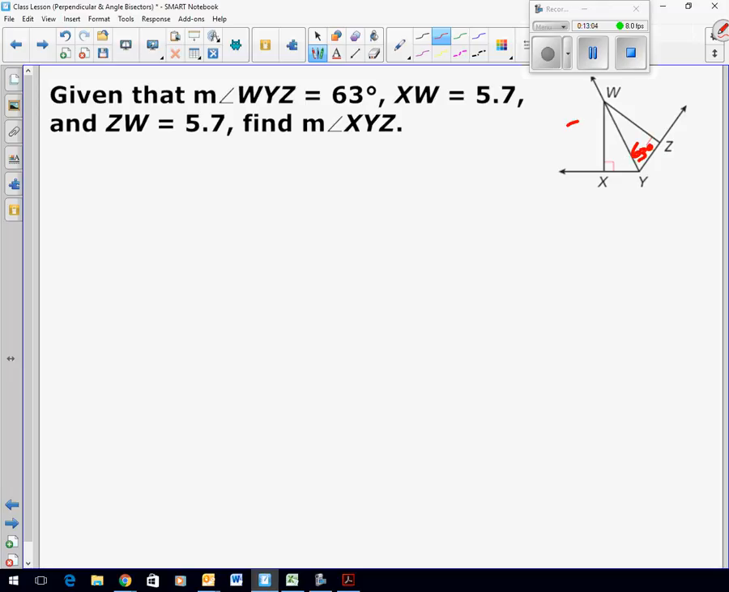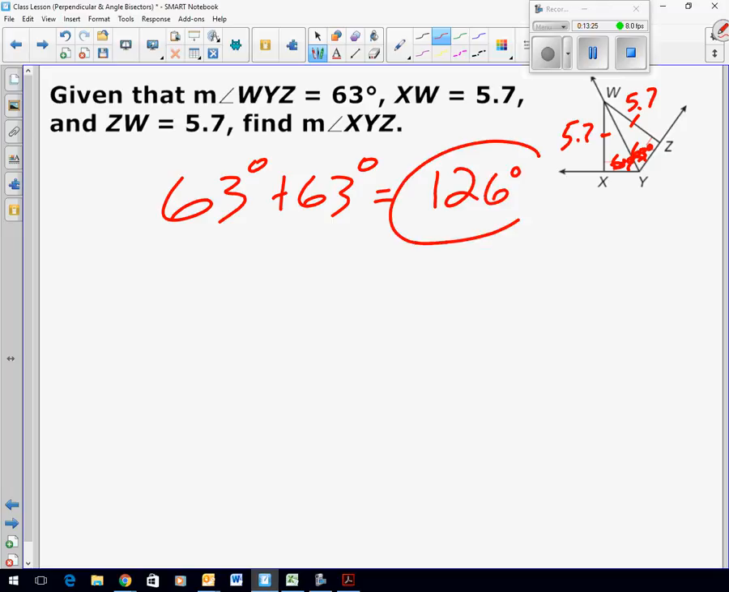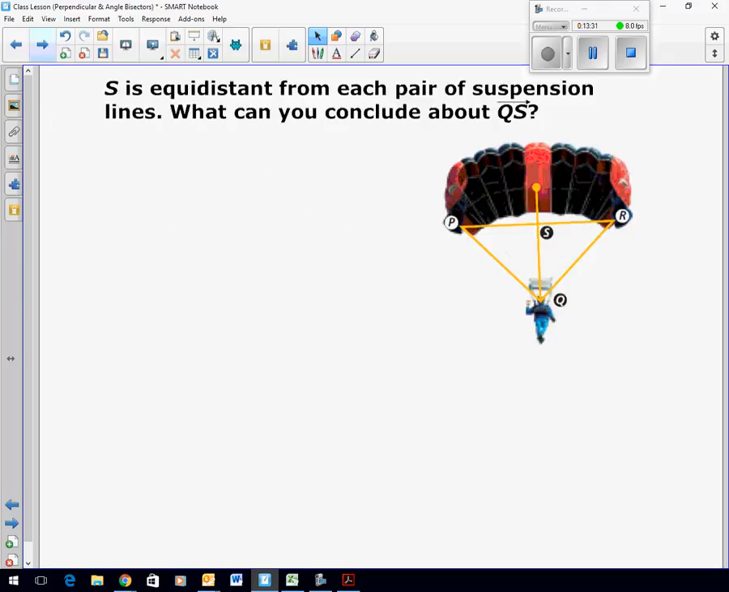I know this is 5.7 and this is 5.7. If those are congruent, what's true about these angles? They're congruent, which means that this angle is 63. So the entire angle is the sum of 63 and 63. So what is that? 126. Okay? 126. Alright, one more thing, then I'll give you a small break.